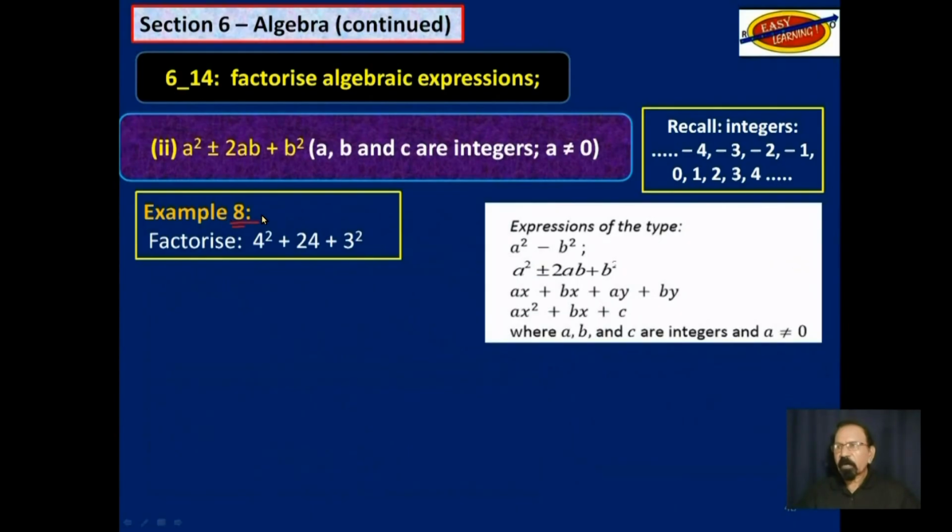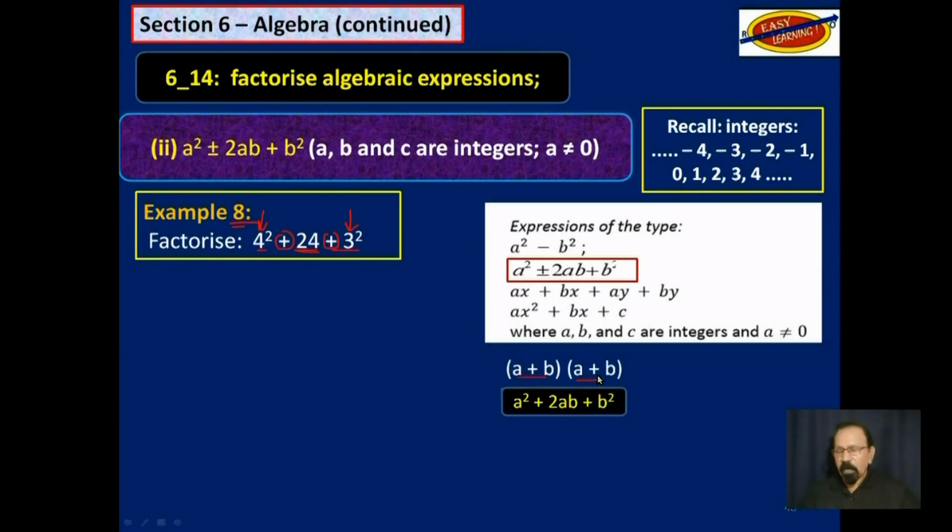Example 8, factorize 4 squared plus 24 plus 3 squared. Notice this plus here and this plus here. So it must be that 4 plus that 3 squared. This 24 here, we will take a closer look at that.